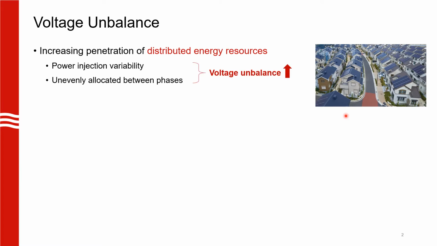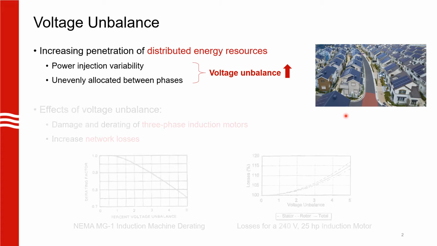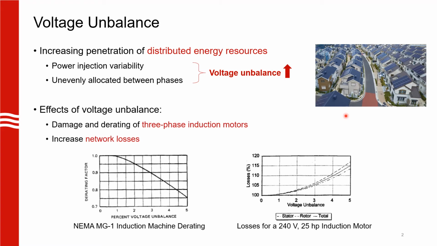Now in a perfectly balanced system, we have only positive sequence components. If the grid is unbalanced, then we also have negative sequence components that are going to affect three-phase induction motors. These motors are predominantly the most common loads that you find in the grid, and they're also very expensive. As you can see from the two plots here, as the percentage of unbalance increases, the motor would have to be derated in order to avoid permanent damage, or else the losses in the machine are going to increase.